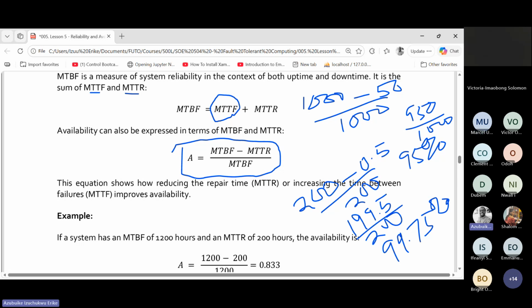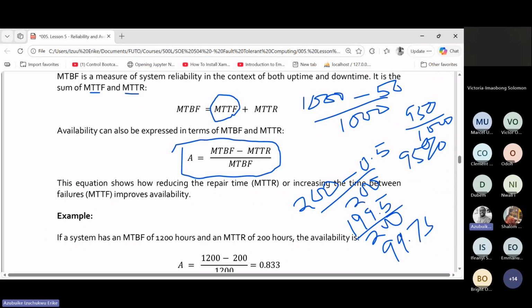Okay, so these two illustrations that I've given, you can now discover that although the mean time between failure of the second system is just 200 hours, it takes 30 minutes to recover. You can now compute and analyze and say that that system is more available than the other one. Okay, so you can see for yourself. This is just the analysis we're talking about.